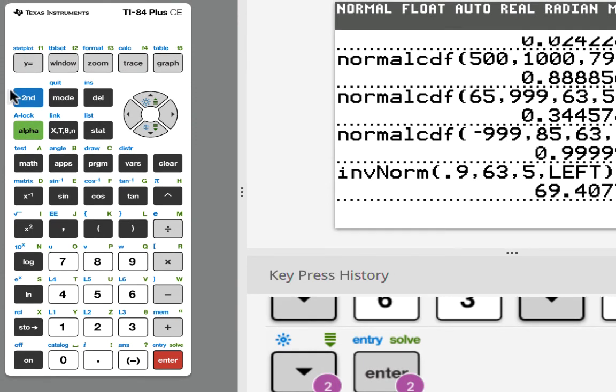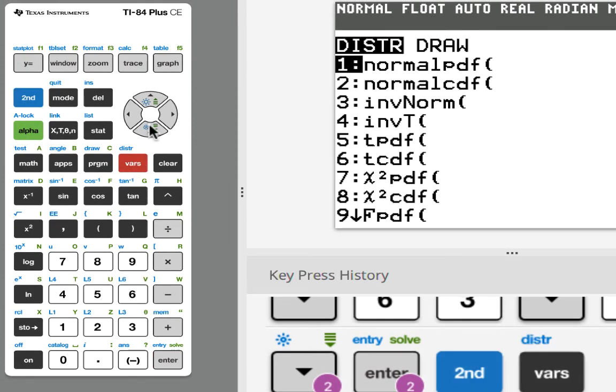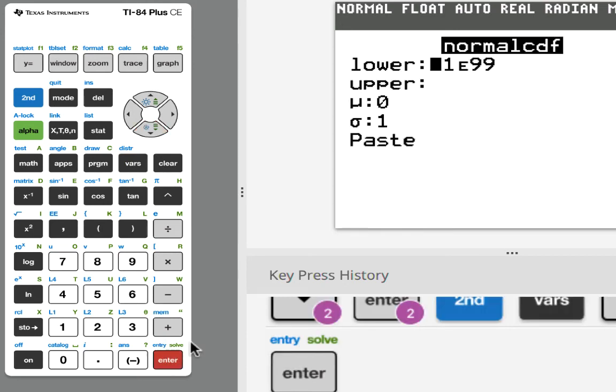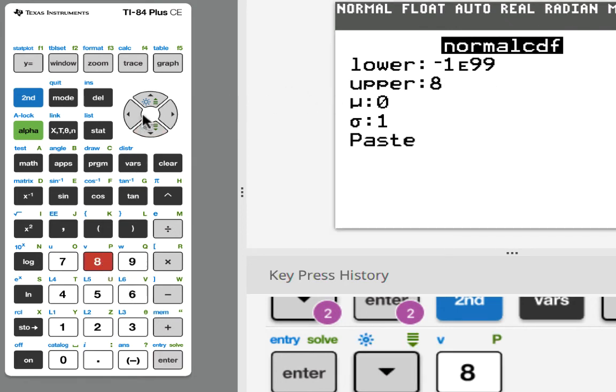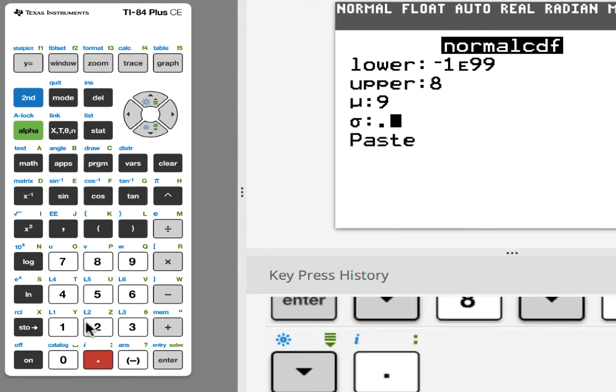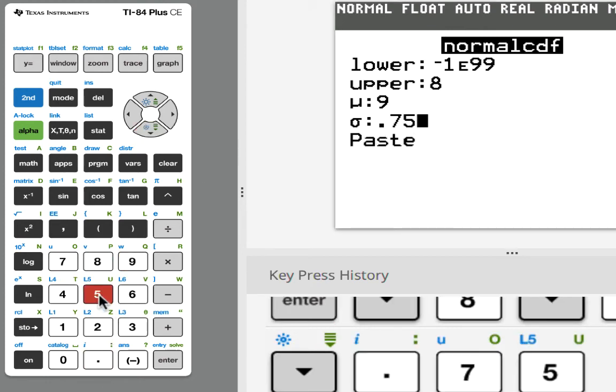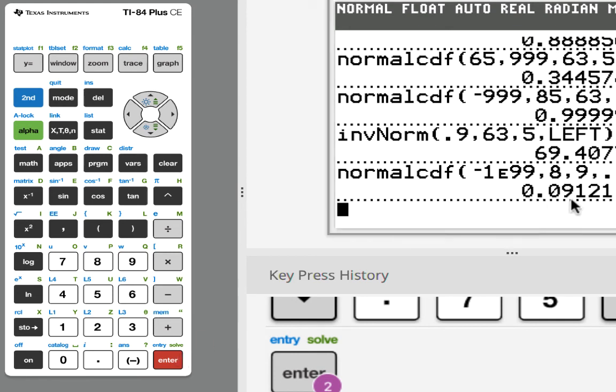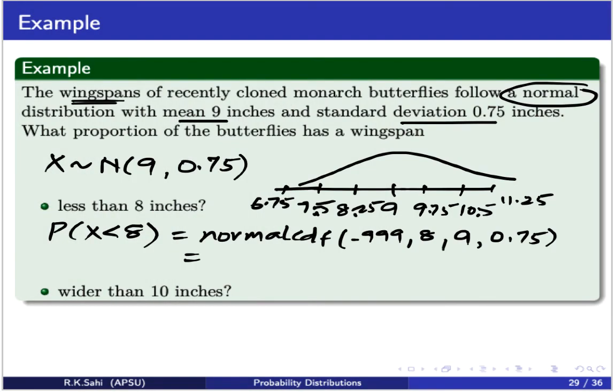Okay. So let's do second and vars, and we take to the number 2, press enter. Now it's less than 8, so it's already doing the work for us. We don't have to worry. Lower is done. Upper is what? 8. Then mean is 9 and the standard deviation is 0.75. Okay, so what do we get? Take the cursor to paste, enter. It's 0.09121. Okay, let's write it down. 0.09121.